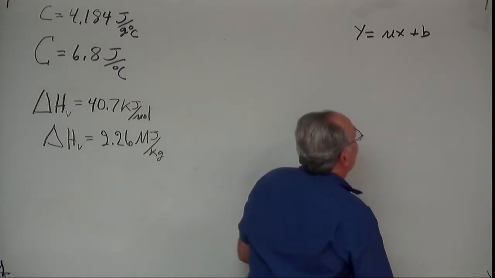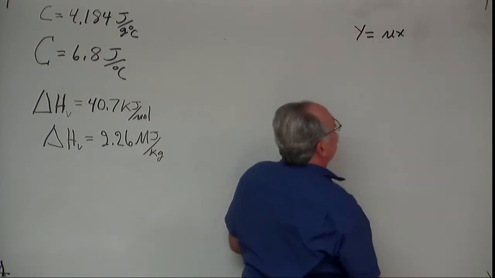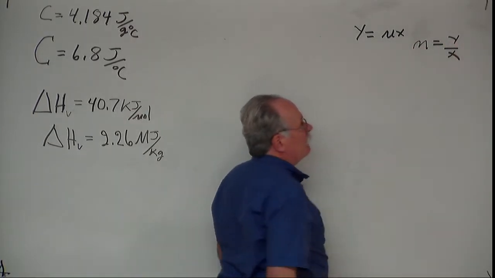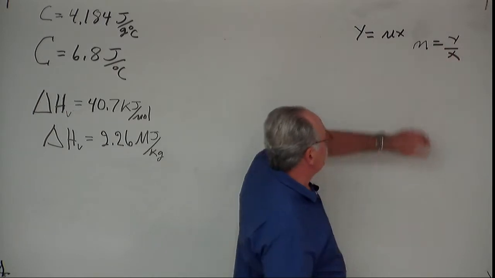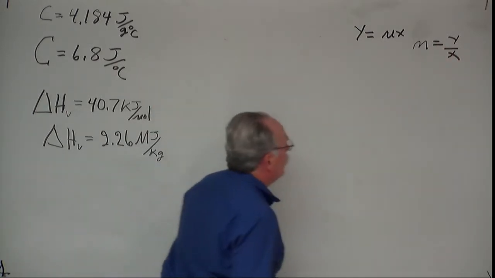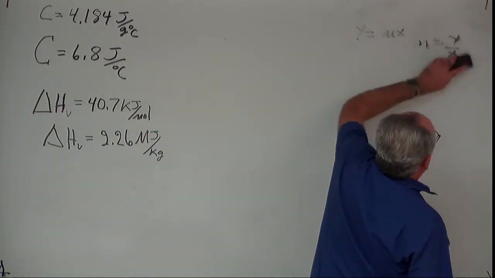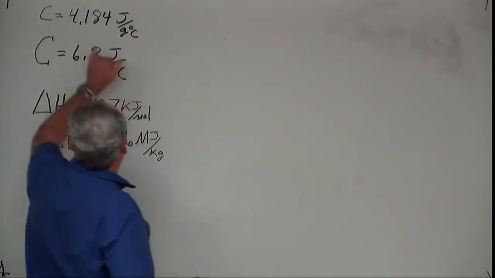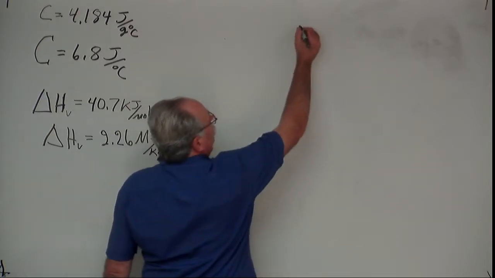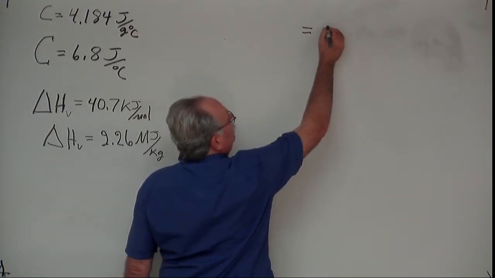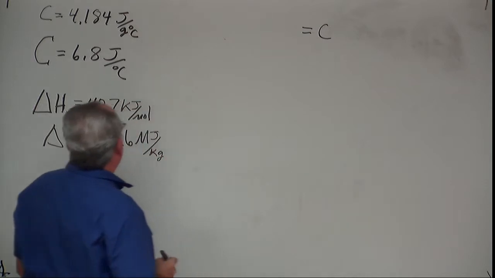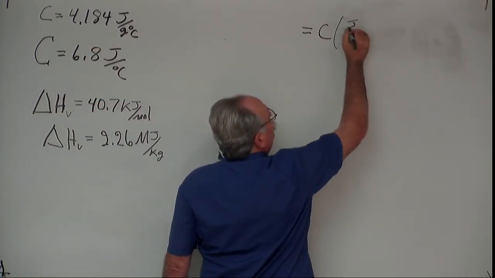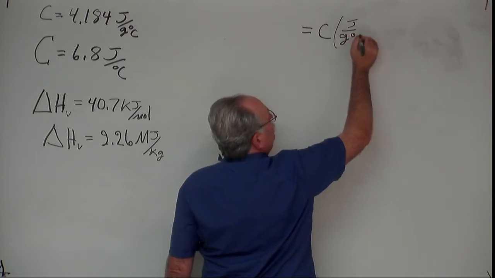So for example, if we ignore the b here, we would say that m equals y over x. So if I understand that, I can understand the equation. In other words, the units must line up, and if the units don't line up, then I've got a problem. So what I can say here is something is equal to this constant, okay? And it must have the units of joules per gram degree C.